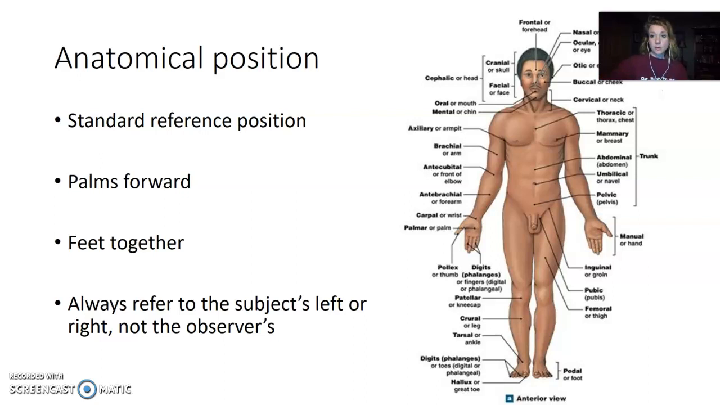One thing to remember about evaluating patients' conditions is that you're always going to use the patient's left and the patient's right for reference points. It's never you, the observer's left or right. It's always the patient's left or right. So if this guy was standing in front of me, then his right hand side would be here. That's his right hand, and his left hand would be on the opposite side.